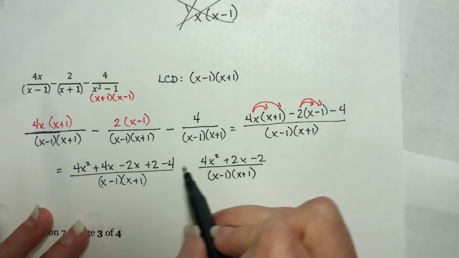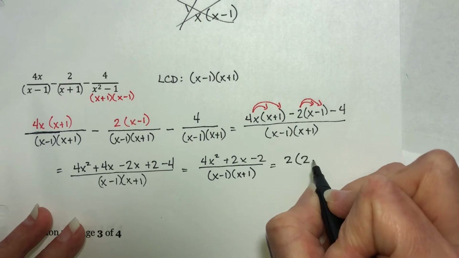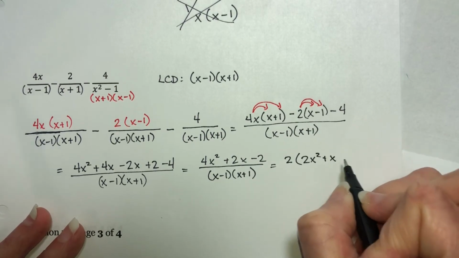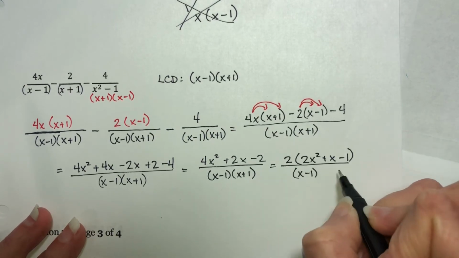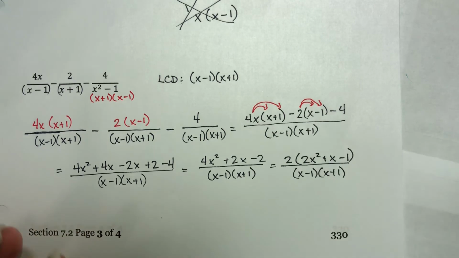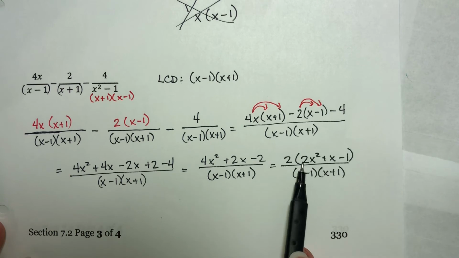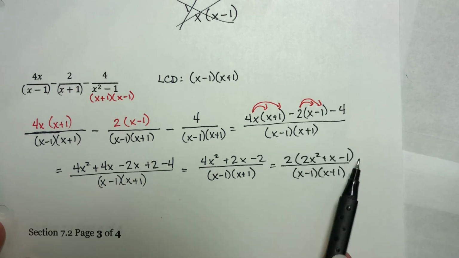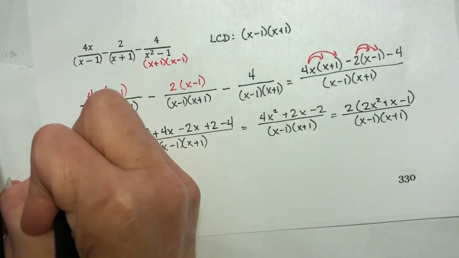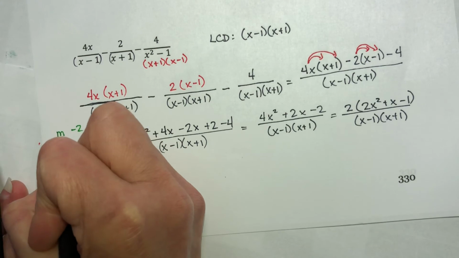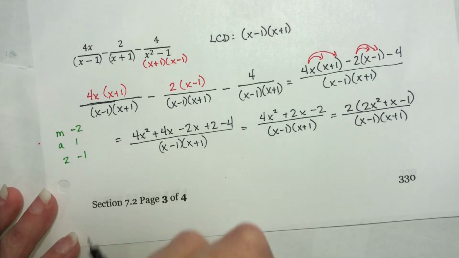So that means we need to factor this numerator. Well, I can factor a 2 out of the top, leaving 2x squared plus x minus 1 over x minus 1, x plus 1. Okay, so I need to see if I can factor this further. I do not have another GCF. I do not have perfect squares on the ends. So I'd be looking for two numbers that multiply to a negative 2 and add to a positive 1. So that's going to be 2 and negative 1.